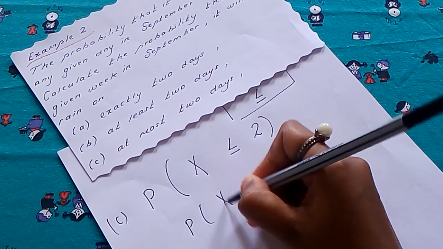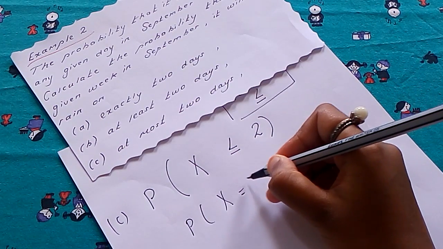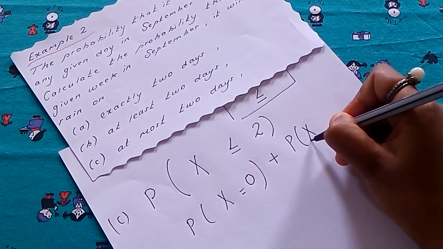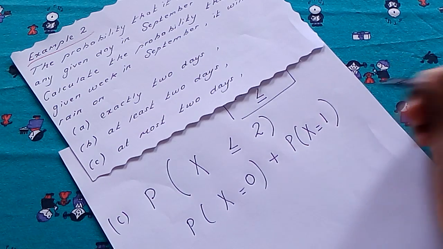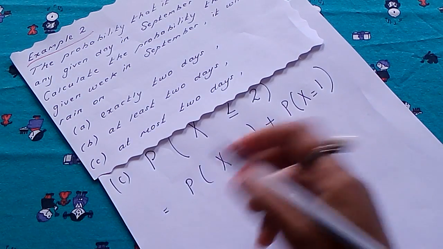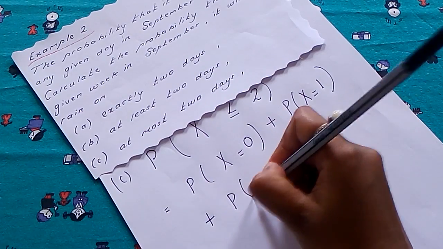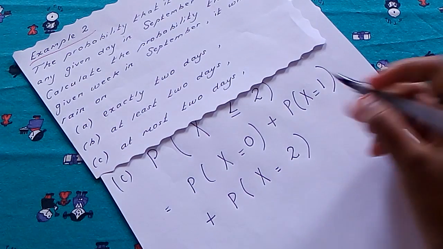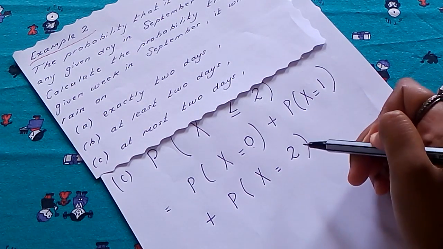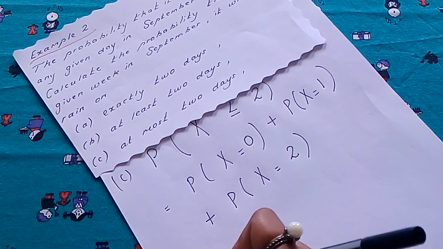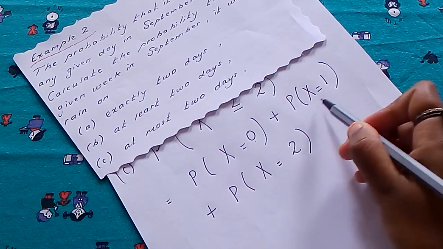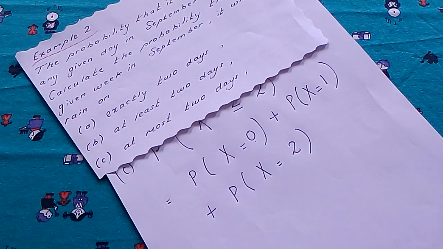The probability of X is equal to 0 plus probability of X is equal to 1. Do we stop here? No. We add probability of X is equal to 2. So we need to have X equal to 0, 1, 2. Now, we have already calculated the probability of X equal to 0 and X equal to 1 in the second part of the question. So we can use the two values.